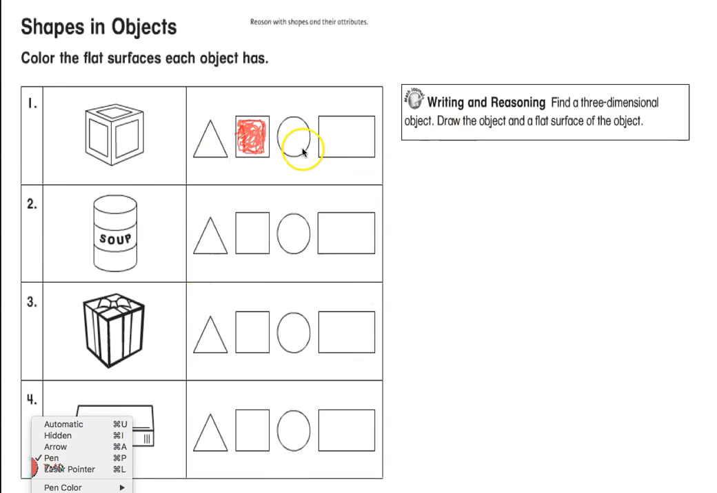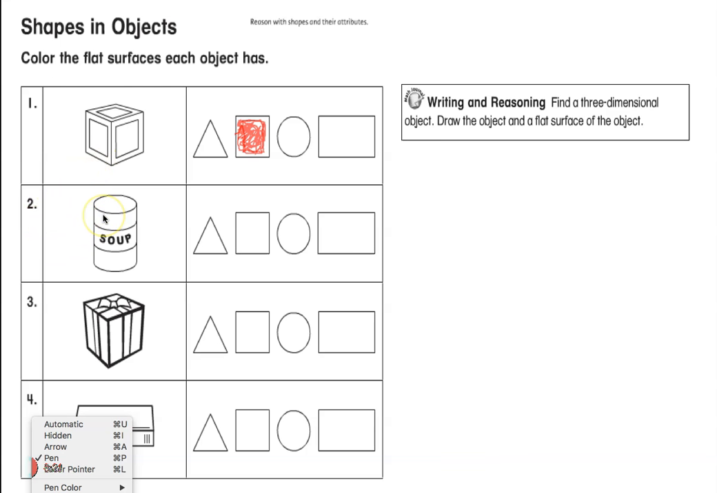Now, do I see a circle on the block? Definitely not. Do I see a rectangle on the block? Let me check. Of course not. Alright, let's move on to number 2.